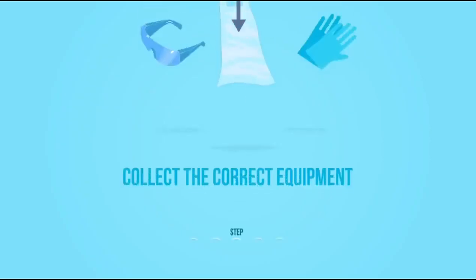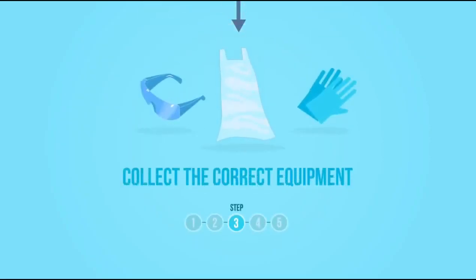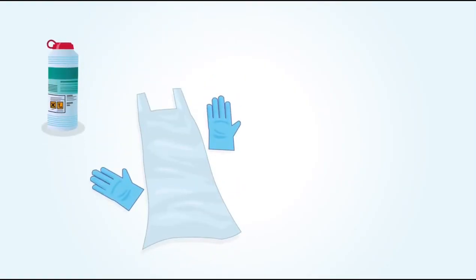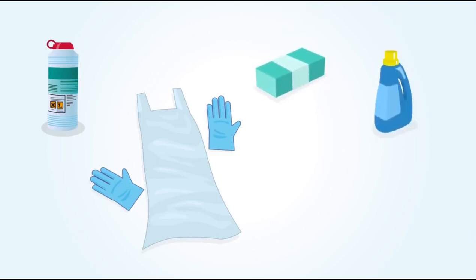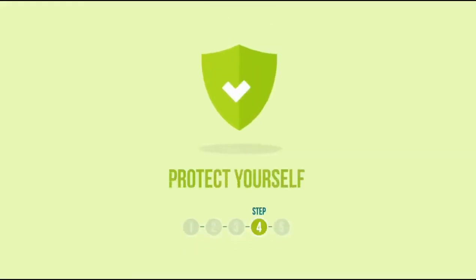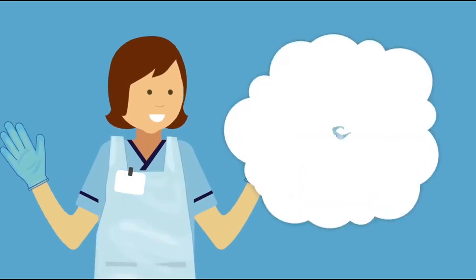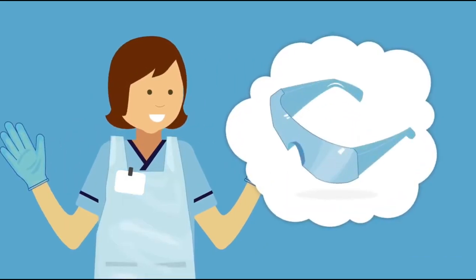Step 3. Collect the correct equipment. Nuria gathers chlorine-releasing granules, non-sterile disposable gloves and apron, paper towels, general-purpose neutral detergent, and a healthcare waste bag. Step 4. Protect yourself. Nuria then puts on her gloves and apron. Nuria has assessed that she does not need eye or facial protection, as there is no risk of splashing.